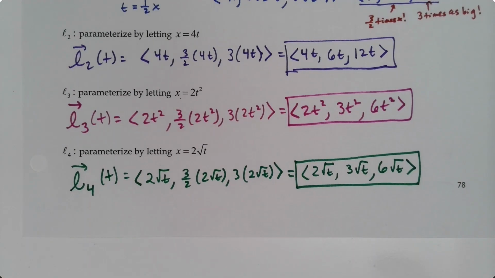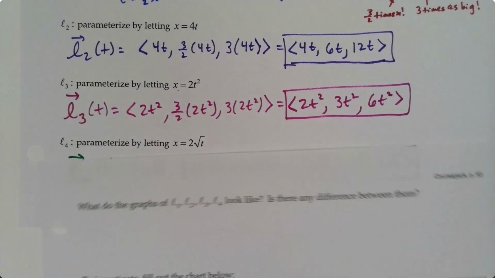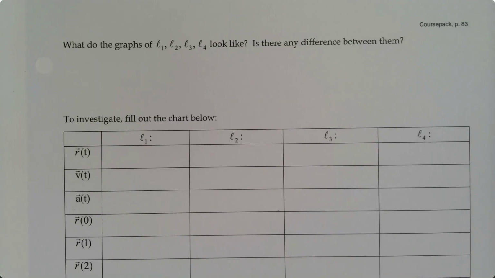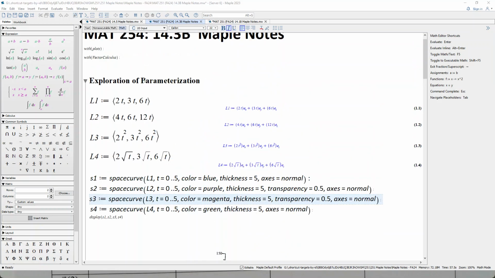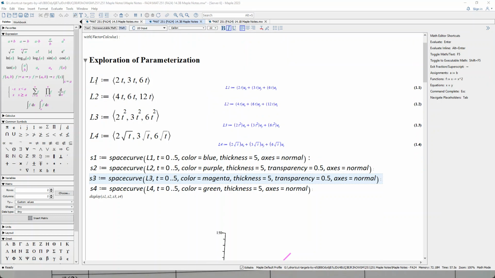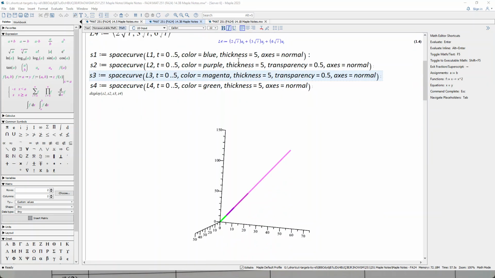Okay, so now what's happening here? What's going on with all these pictures, right? So what do the graphs of all of this look like? And to look at that, I did it in Maple. So let's look at my Maple graph. All right, so I put the 4 parameterizations in here. I didn't like the lowercase l because it looked like an I, so I did an uppercase L. And then I graphed them all as space curves, and I tried to match the colors to the colors on the paper, but it's not perfect.